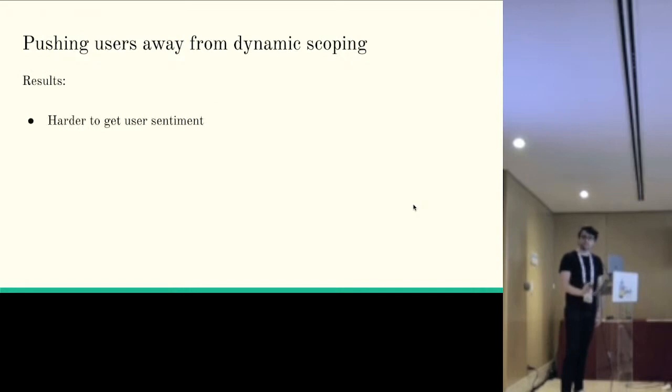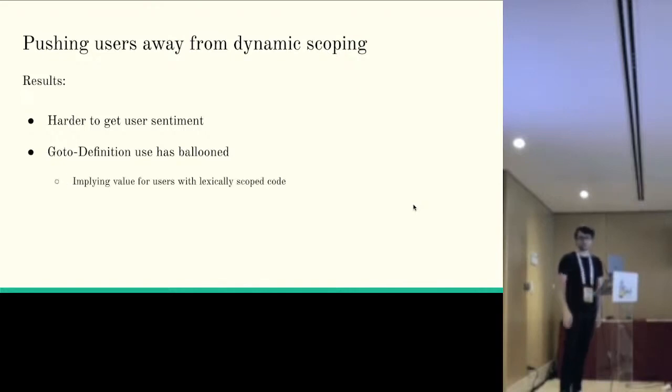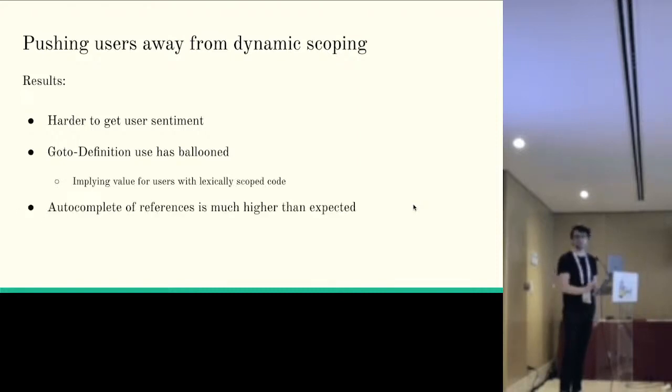Yeah. And so the results, it's hard to get user sentiment on this because we don't know if they would have written bad code previously before they submit good code. But we do know that go-to definition use skyrocketed after we enabled it, and we only provide lexically scoped go-to definitions. We also had autocomplete of references be used much higher than we expected, which also implies that people are using lexical scoping more often, hopefully.